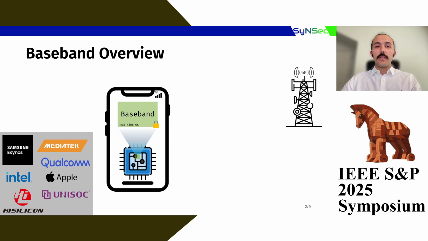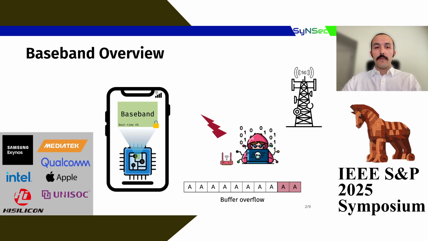But unfortunately, this conversation isn't always secure. Attackers using malicious or fake base stations can exploit vulnerabilities remotely simply by sending malicious over-the-air messages. The baseband firmware is usually developed using memory unsafe languages, mostly C or C++. This means they are vulnerable to bugs like buffer overflows. These attacks might start with just disrupting your connection, causing denial of service, but in worst cases, they can even escalate attacks into your phone's main operating system.